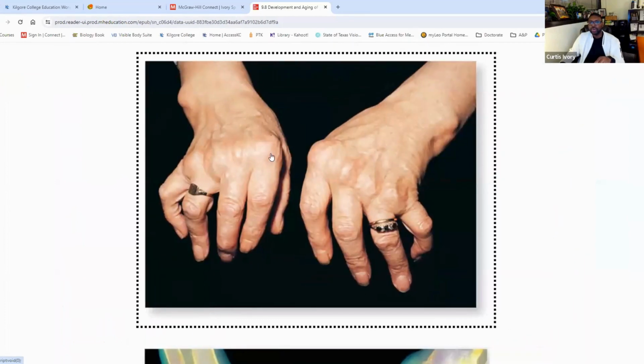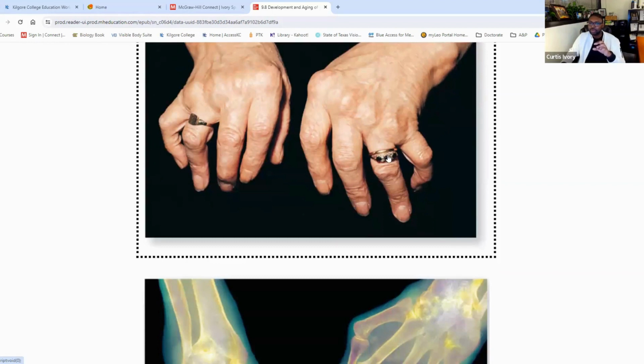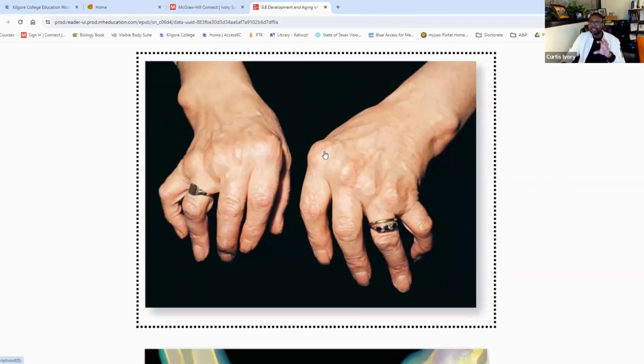You can see that their knuckles are really big. They're really inflamed. It causes their fingers to be pushed out of the way. When people have rheumatoid arthritis, it's really noticeable because if you know what you're looking for, you can usually tell. Their knuckles are really big. Their fingers are cocked to the side. Their fingers are usually really swollen up. This is an autoimmune disease.